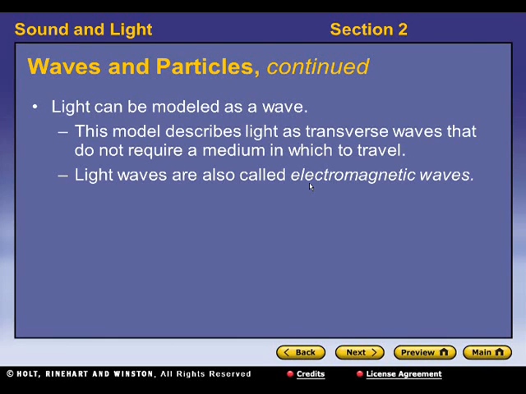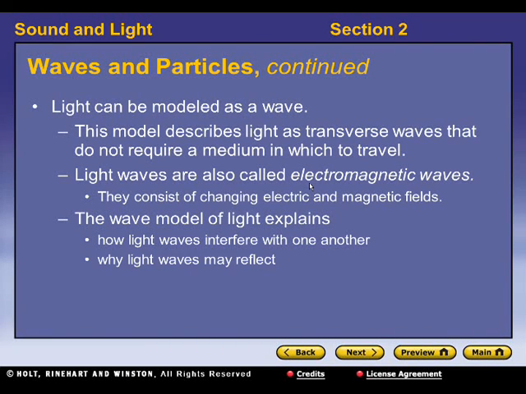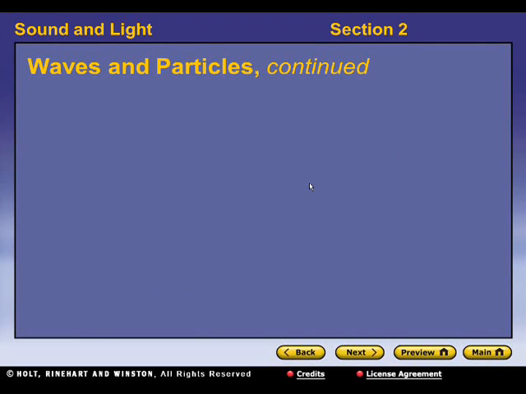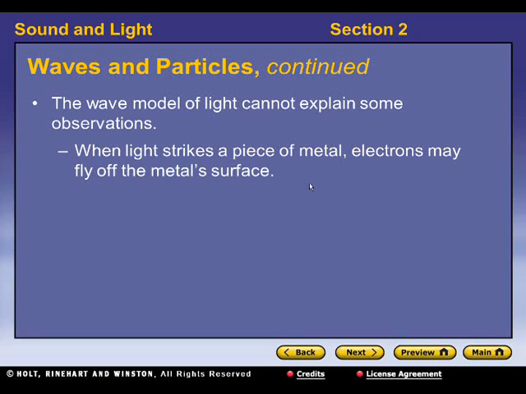Light waves are also called electromagnetic waves. They consist of changing electric and magnetic fields, just like we talk about. The wave model of light explains how light waves interfere with one another, why light waves may reflect, why they refract, and why they diffract. So, the wave model of light cannot explain some observations though.